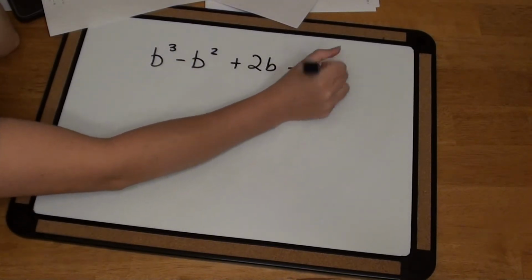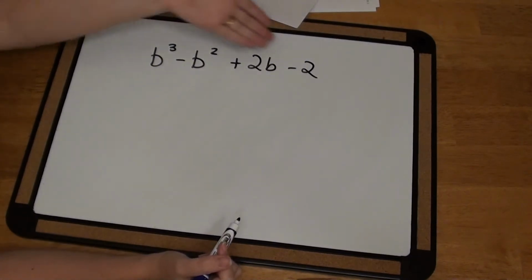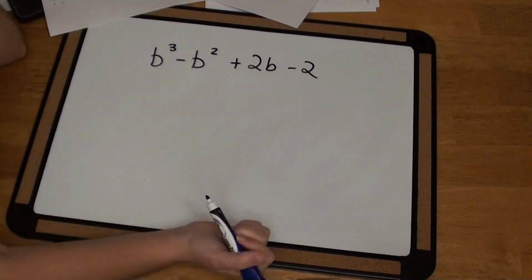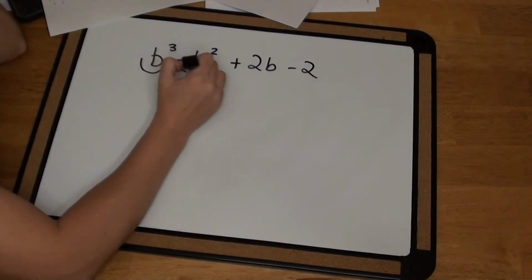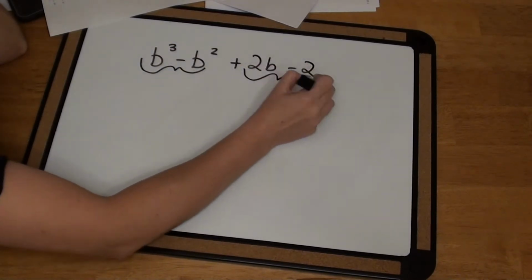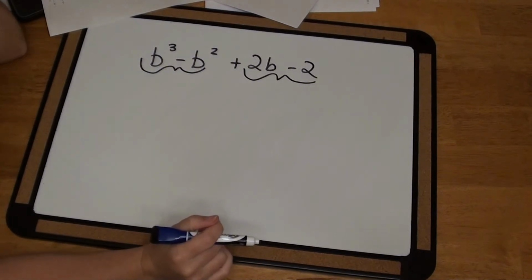First of all, you know you have to factor by grouping when you have 4 terms. 1, 2, 3, 4. We got 4 terms. And this is how factor by grouping works. We pretend we're going to look at the first set of 2 and the second set of 2 alone. All right?